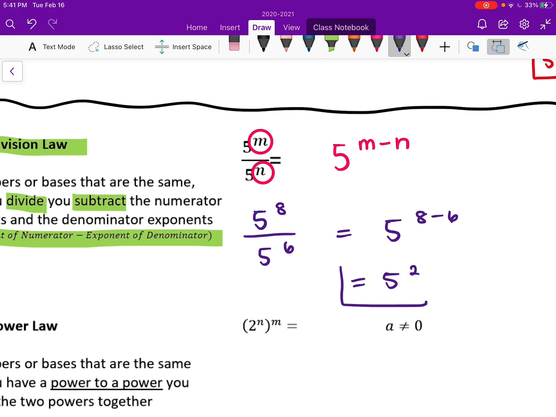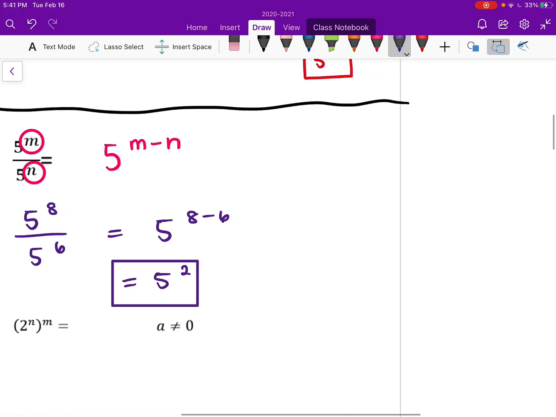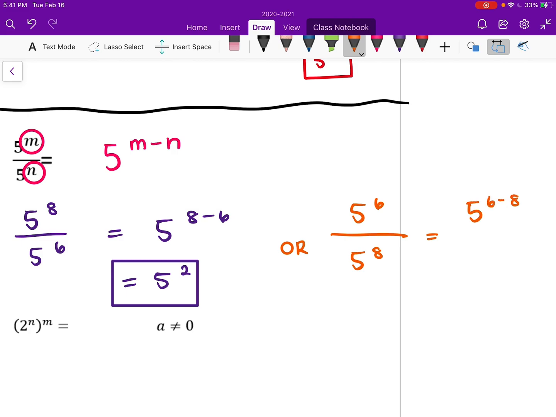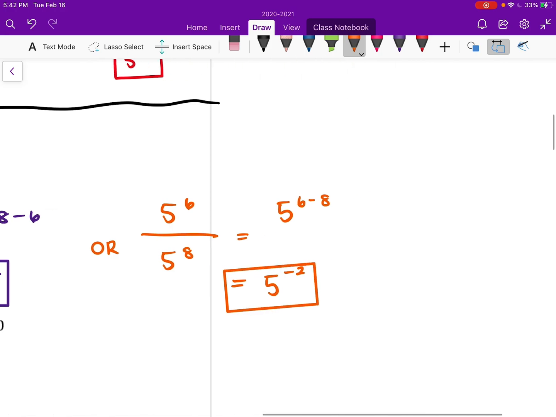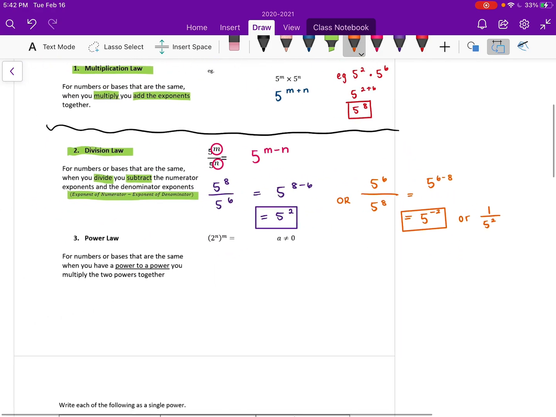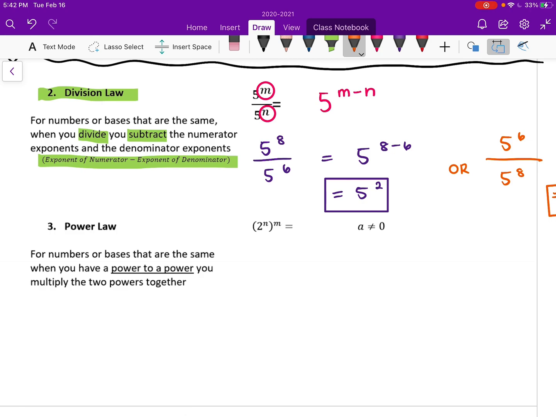You can also have something like 5 to the power of 6 over 5 to the power of 8. You would do 5, 6 minus 8, and because you're still doing the top minus the bottom, you're not going to go the other way around. And if you had 5, 6 minus 8, you would have just negative 2. So you would write it as 5 to the power of negative 2 or as 1 over 5 squared. Don't worry about that too much right now. When we get to unit 3, we'll actually cover that. Or unit 2, sorry.